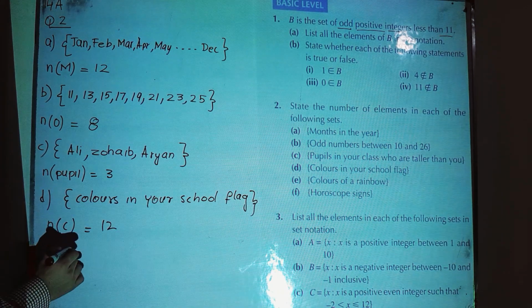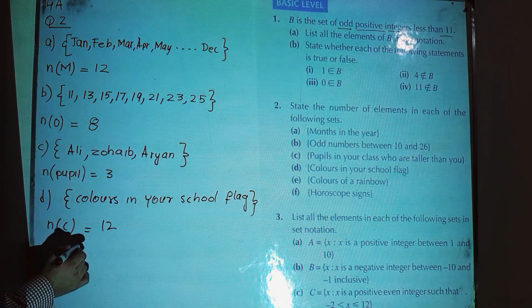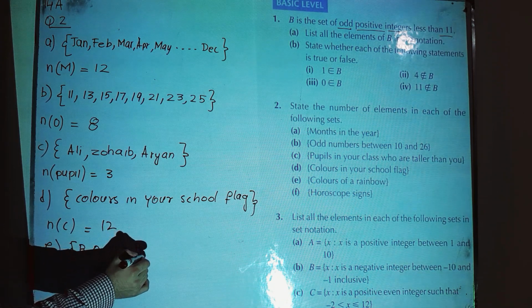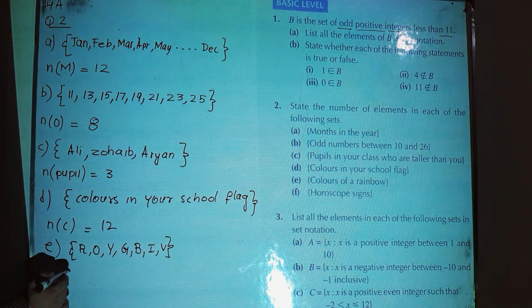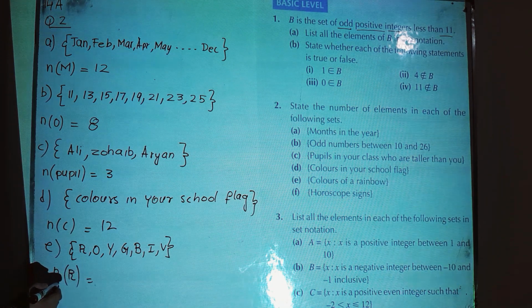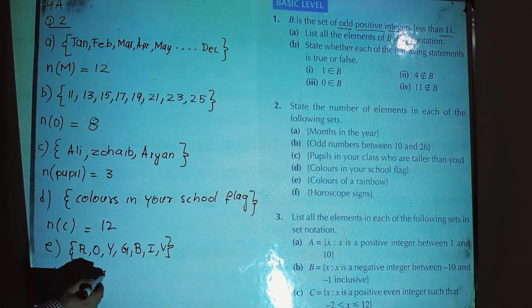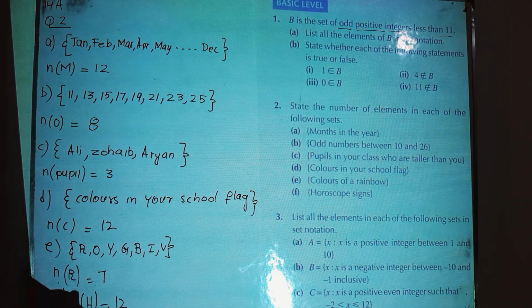Part E is color of a rainbow. Now that is quite specific. Red, orange, yellow, green, blue, indigo, violet. So number of colors in a rainbow represented by NR, R stands for rainbow. We have how many? 1, 2, 3, 4, 5, 6, 7. And the last one, part number F, is horoscope signs. So number of horoscope signs are 12. So this is the answer for question number 2.